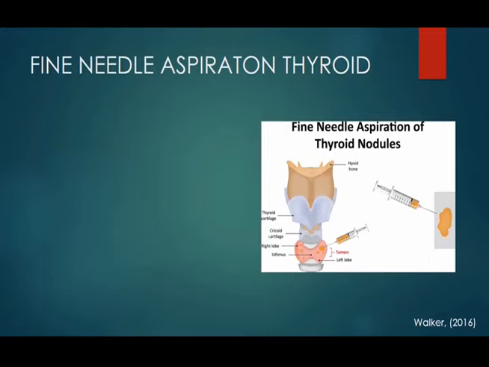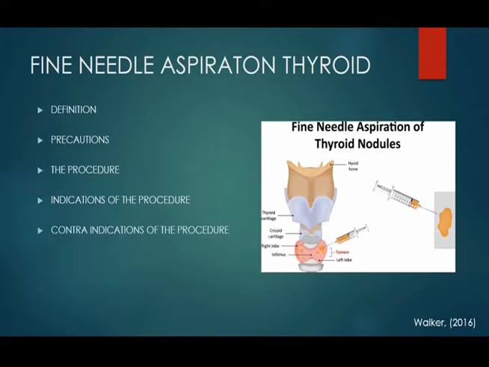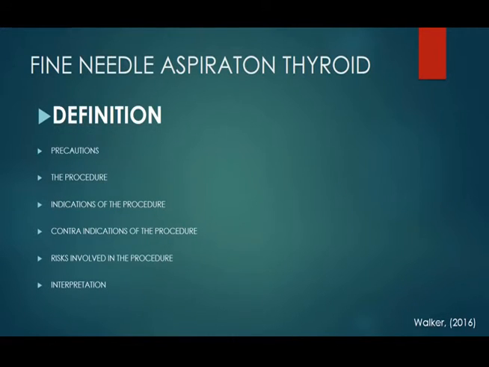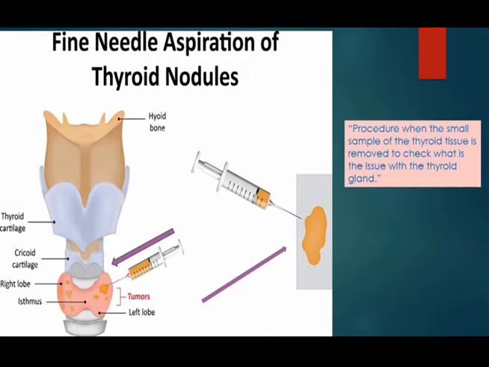There are a few aspects important to understand as far as fine needle aspiration is concerned, such as the precautions before the procedure, how it is performed, indications of procedure, contraindications of it, risk involved in the procedure, and how to interpret fine needle aspiration thyroid. Let's discuss these pointers one by one. The definition: it is a procedure when a small sample of thyroid tissue is removed to check what is the issue with thyroid gland, such as shown in the image.